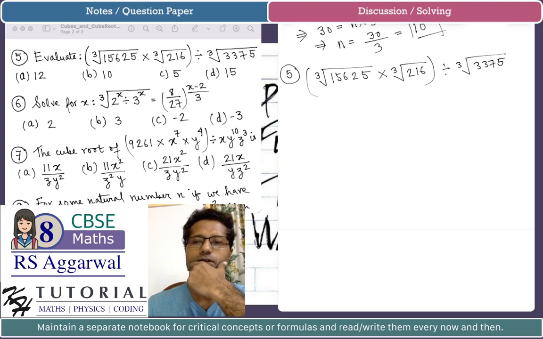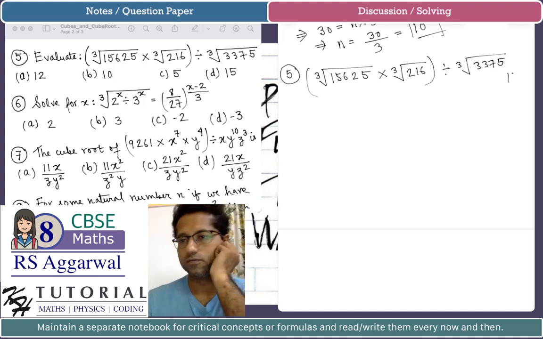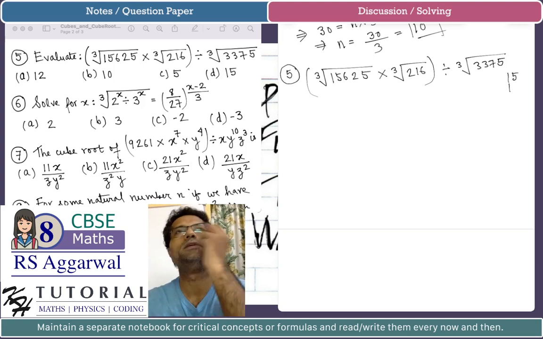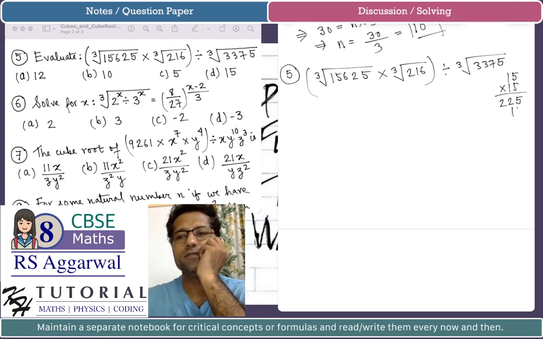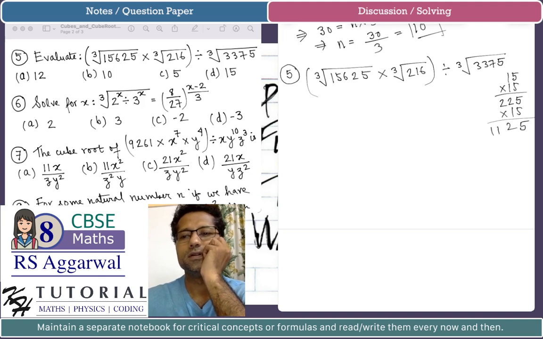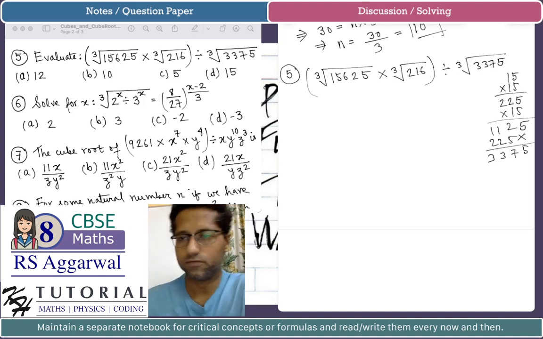So 3375, its cube root, can it be 15? Let's try to guess what could be the cube root of 3375. Let's see if it can be 15. So 15 multiplied by 15 is 225, and 225 multiplied by again 15 is how much? This is 3375. Okay, so cube root of 3375 is 15.